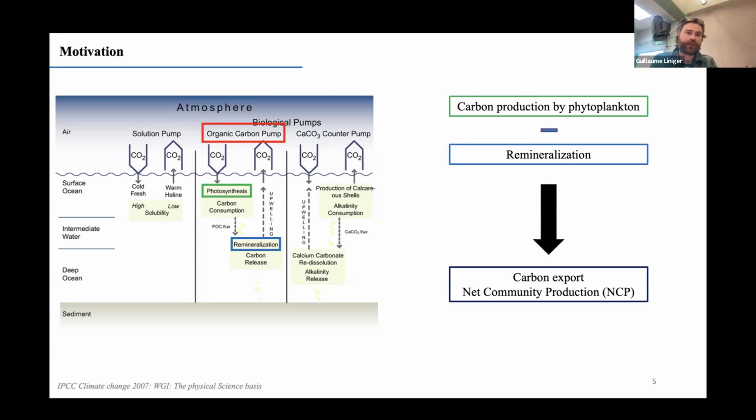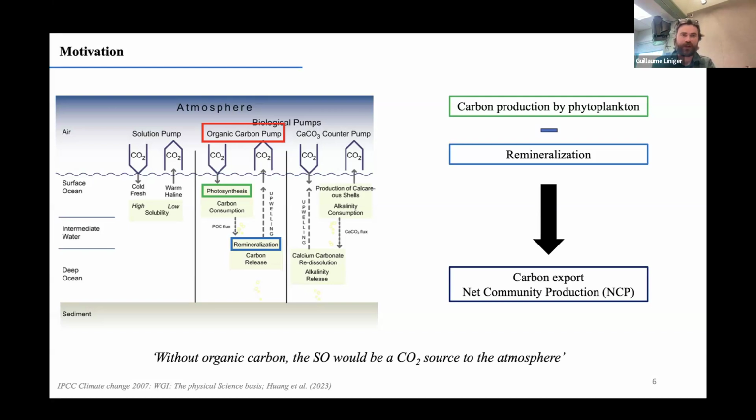And if we take the difference between this carbon production by the phytoplankton and the remineralization, we obtain the carbon export, or NCP, or ANCP. And so constraining these NCP and ANCP estimates is a very efficient way to understand the future trajectory of the CO2 fluxes in the ocean. And on top of that, a recent study showed that without this organic carbon, without the BCP, the Southern Ocean would be a CO2 source to the atmosphere, emphasizing its importance in the Southern Ocean.